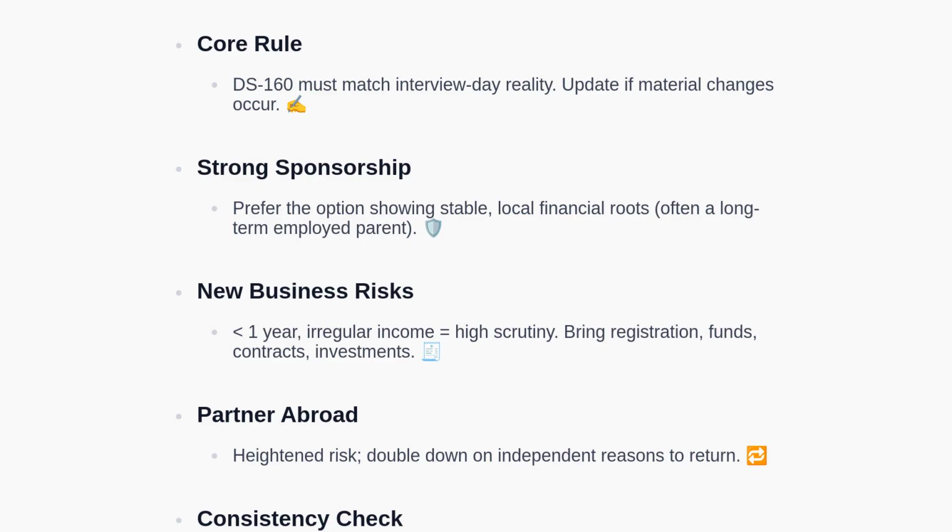New businesses under a year with irregular income draw heightened scrutiny, so bring registration, bank evidence, contracts, and proof of invested capital. If you have a partner abroad, expect increased scrutiny and emphasize independent reasons to return. Finally, ensure consistency among your DS-160, your documents, and your interview answers.